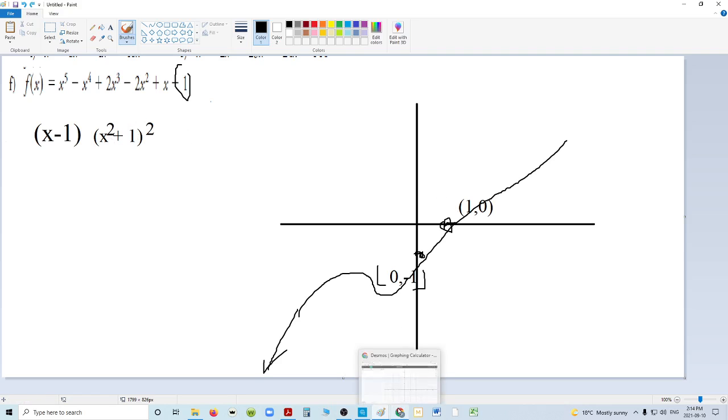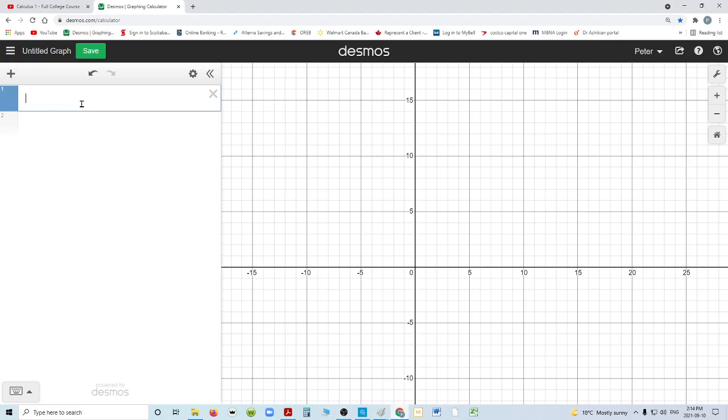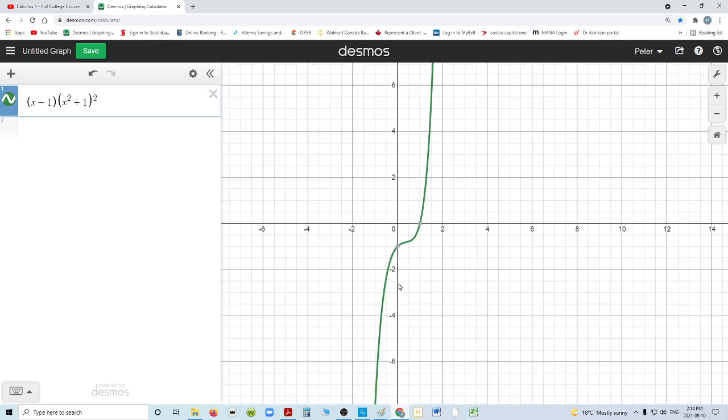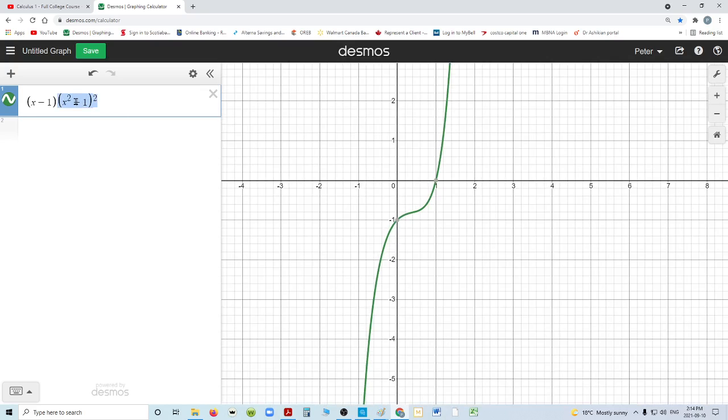Let's have a look. (x minus 1)(x plus 1) squared... (x squared plus 1) squared. Oh, it even does a weird slippy slidey. It doesn't even do a turn. So this weird situation here creates this weird bending thing. So it doesn't even ever have a turning point.